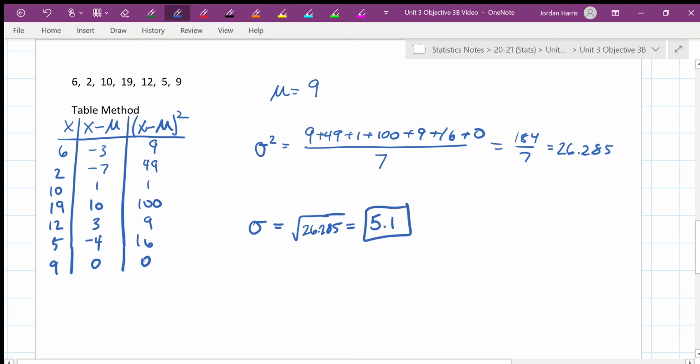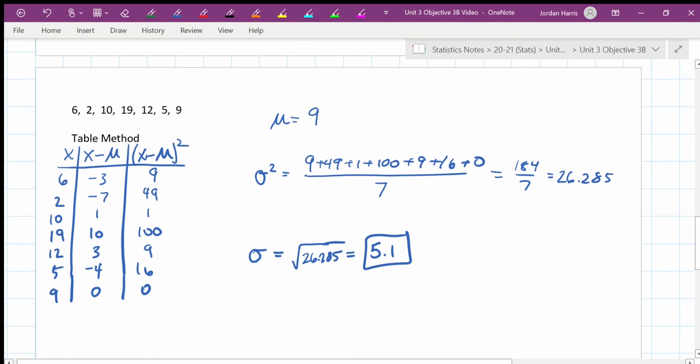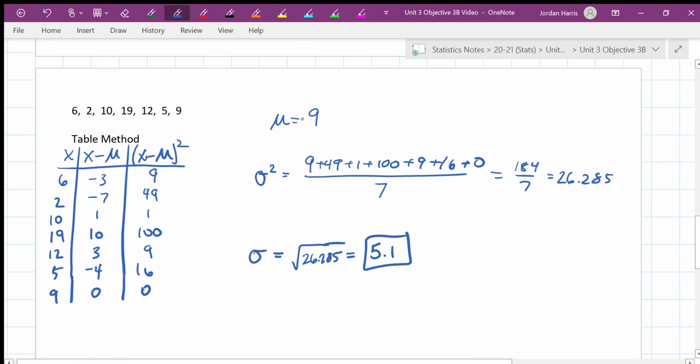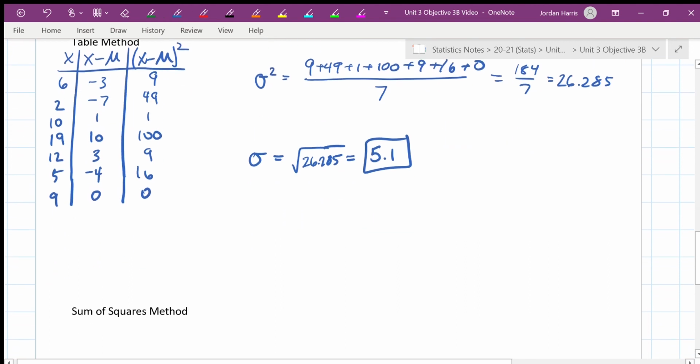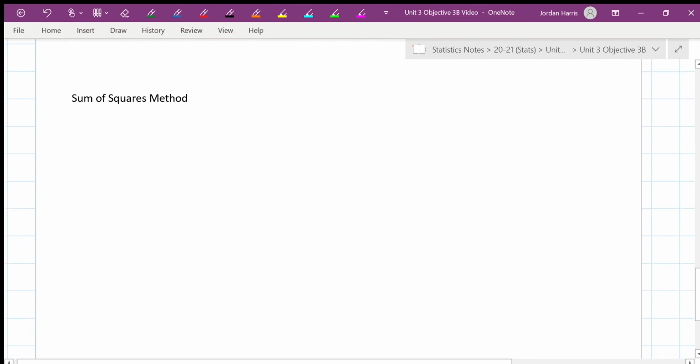Okay, so that's the table method. So I even cut off some time because I gave you the mean in this case, where you normally have to add them up, divide by how many there are, so that takes a few seconds. Then you subtract each value, then you square each value, then you add them all up, divide by how many there are to find the variance, and then you square root that to get the standard deviation. The sum of squares method, so using the same exact numbers, so we should get the exact same answer, which you see that we will.